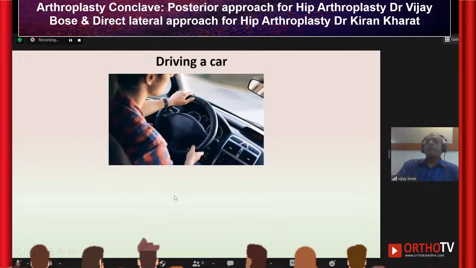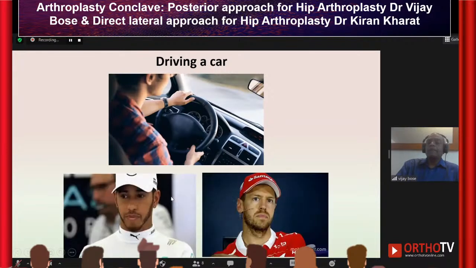Very important. I always compare it to driving a car. We all can drive a car, sure. But if you take these top guys, Lewis Hamilton, etc., they can drive better. At the end of the day, it's all driving a car, and you can still get better and better at it. Like that, in your hip surgery or any surgery, although you know the steps very well, there's a lot of room for innovation, and you must keep getting better.